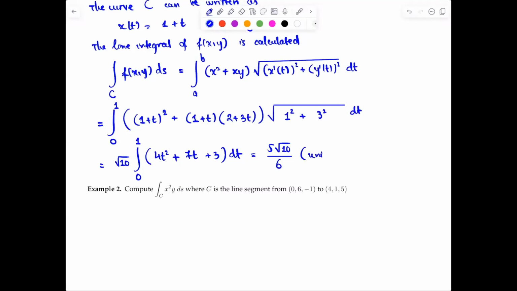This is in unit squared, because what you get for the line integral of a scalar field is the surface area. Therefore, it's unit squared. So these last steps are less important than the setup steps.